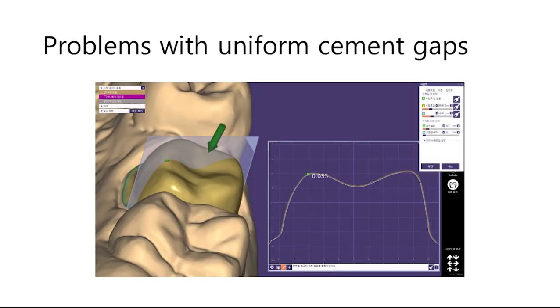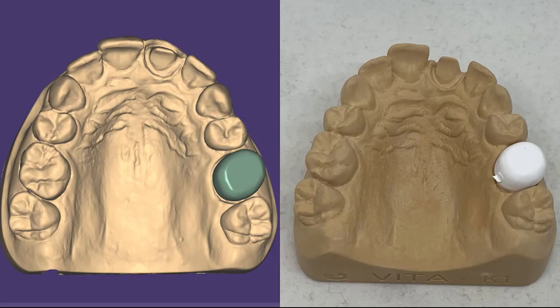First, let's see what happens if we give a uniform cement gap when designing the inner surface. I tried giving a constant cement gap of 50 micrometers. On the left is the design file. I chose the coping type to avoid pinching errors with adjacent surfaces.